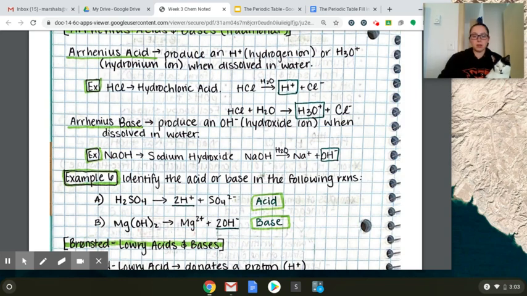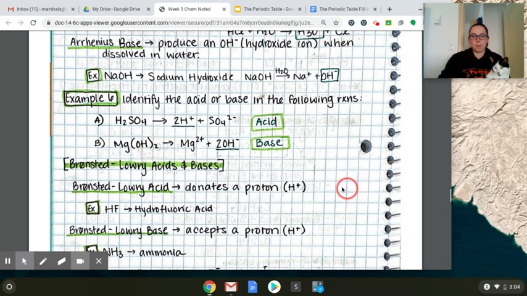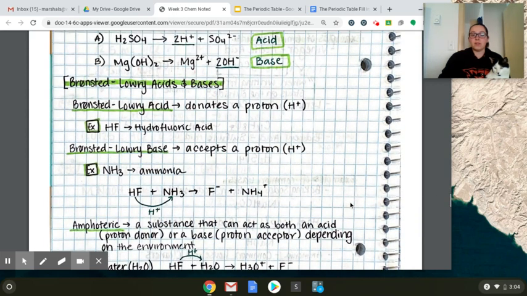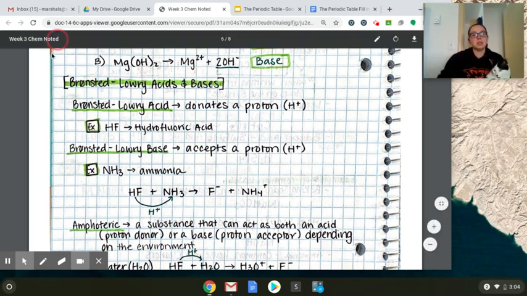So these other two scientists came up with a better way to define what an acid and what a base is. All Arrhenius acids and bases fit under this definition, but there are also some exceptions that lay outside of the Arrhenius definition that fit within this one. This is the Bronsted-Lowry acids and bases. A Bronsted-Lowry acid is something that donates a proton. A proton is essentially H+.